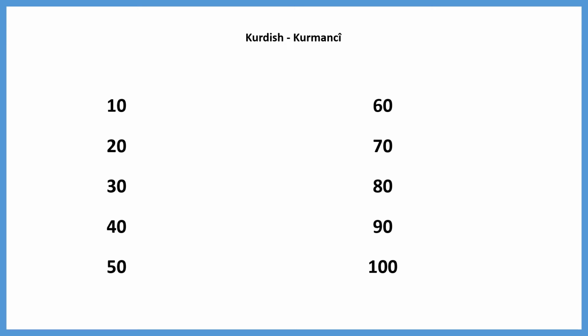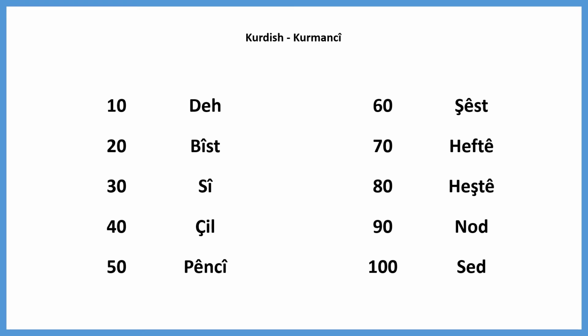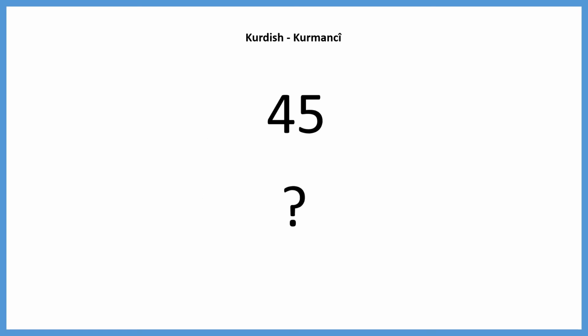Before we check our answers, you may pause the video here. Welcome back. The multiples of 10, starting from 10 and going up to 100 are de, bîst, sî, çil, penji, şest, heftî, heştî, nod, sed. So let's practice with some examples.